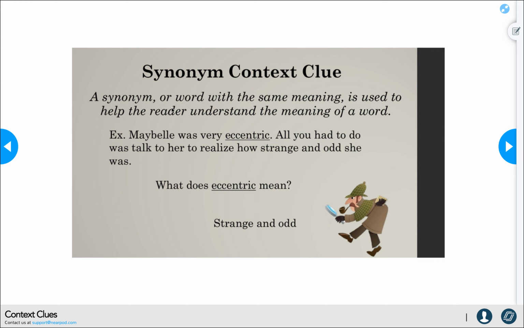So a synonym, or word with the same meaning, is used to help the reader understand the meaning of a word. So the example, Maybelle was very eccentric. All you had to do was talk to her to realize how strange and odd she was. So what does eccentric mean? Strange and odd. These are synonyms. They mean the same thing. Okay?